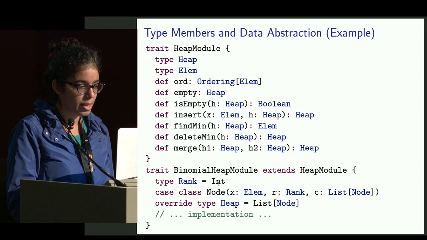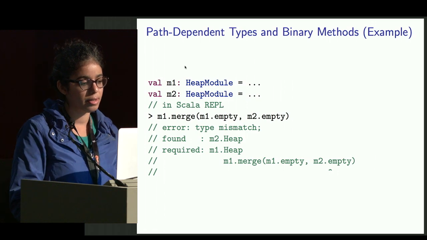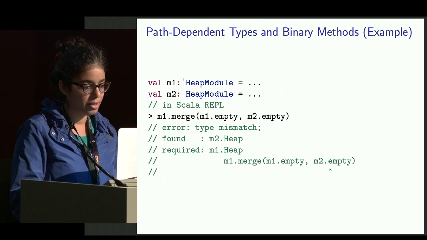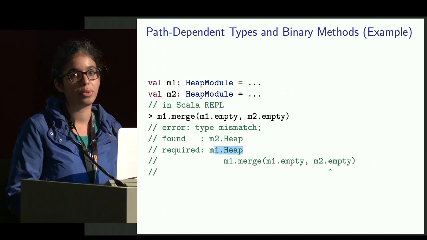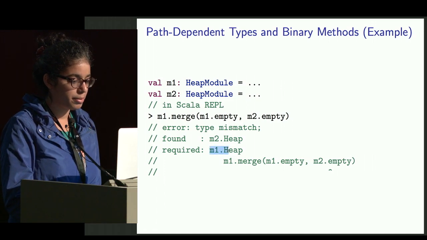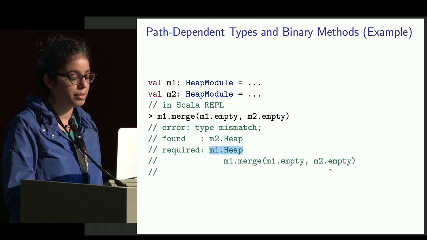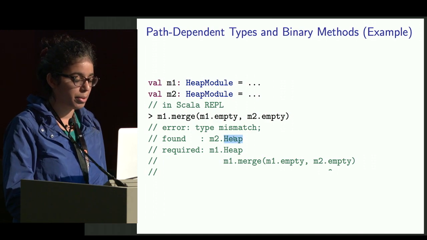And what path-dependent types give you is a way that in your program, if you have two different heap modules, then by default, Scala will not allow you to mix and match these abstract type members. It will treat them as separate types. And this is useful because, of course, you could have defined this heap module arbitrarily differently from this other heap module in terms of the actual definition of this type member.